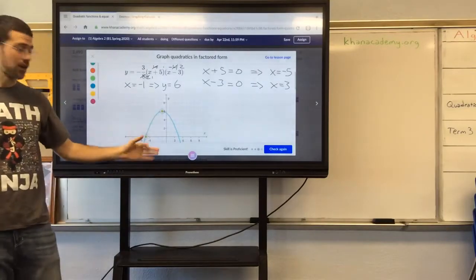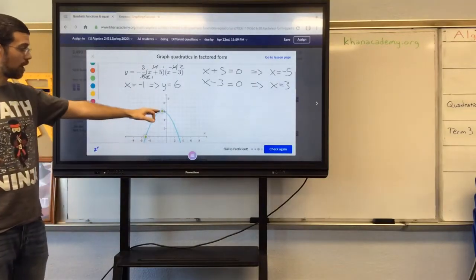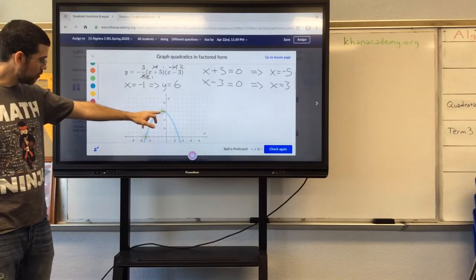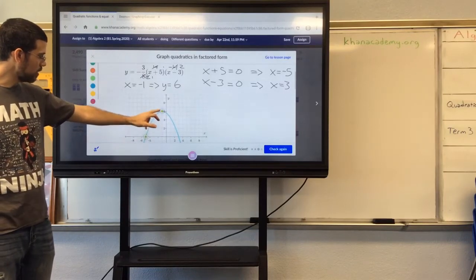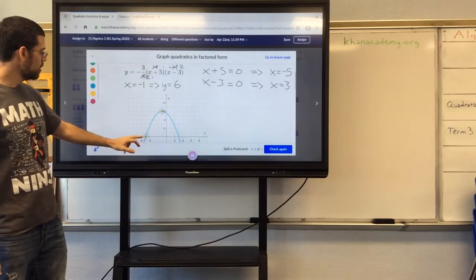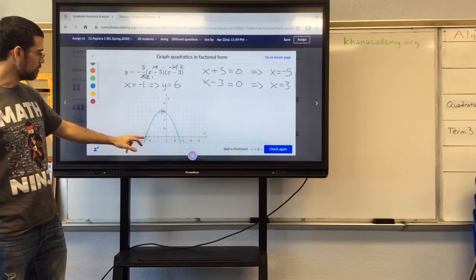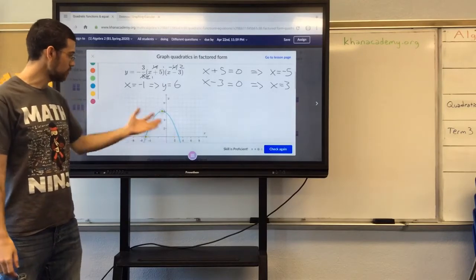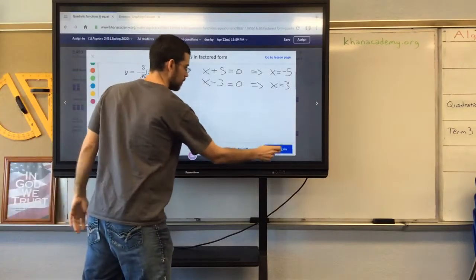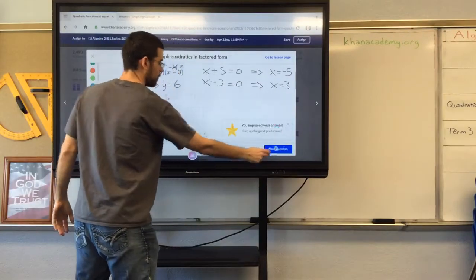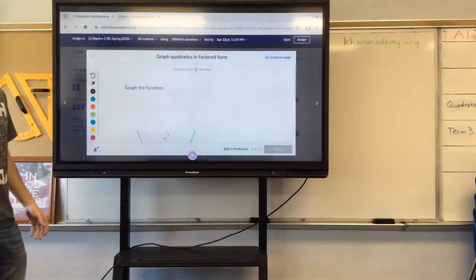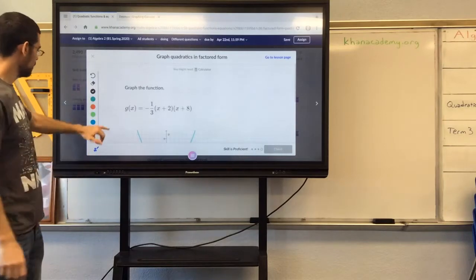I just happened to get lucky and put that on the right spot, but we have the vertex at negative 1, 6, and the zeros at x equals negative 5, x equals 3, and we're done with that one. Next question. Try to be a little more efficient this time.